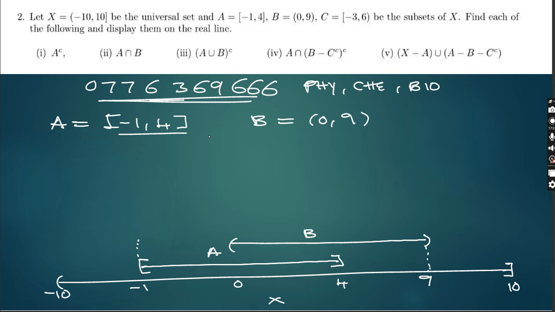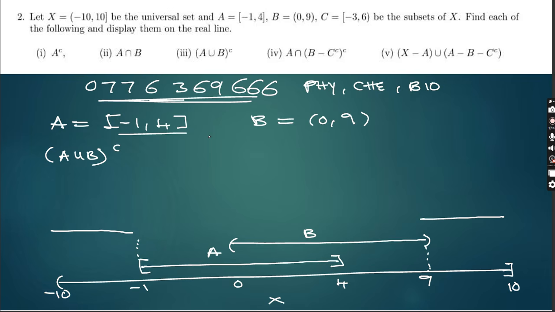So removing now A union B, because the question is A union B complement. So we are removing A union B from the universal set. So the part which is remaining here without being covered from A union B is this part, also this part.